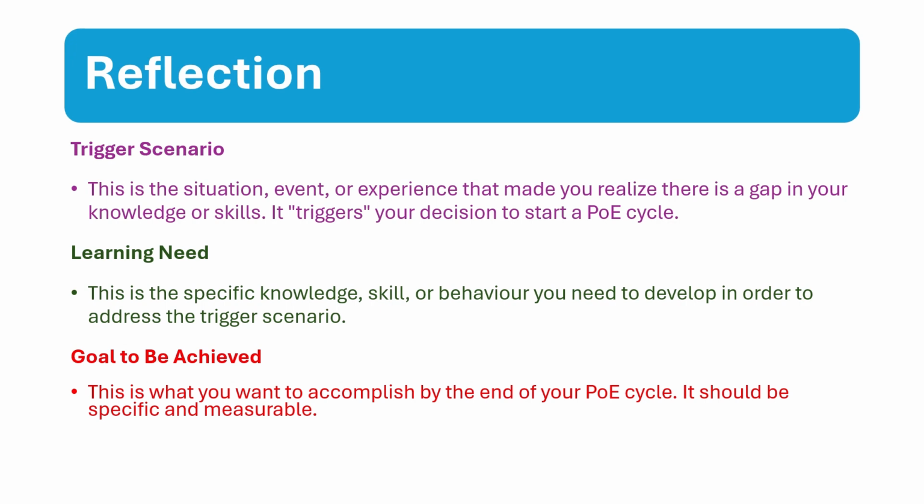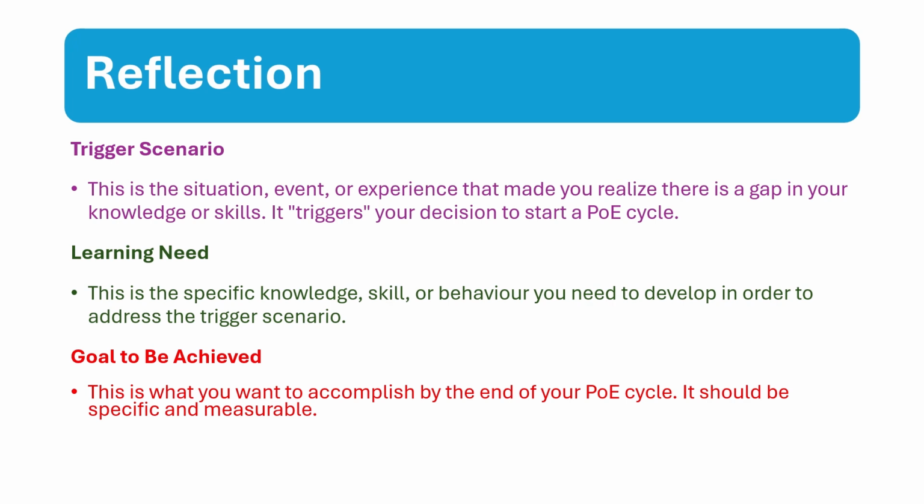So the reflection, the first part of the 4-step cycle. This consists of the trigger scenario, the learning need, and the goal to be achieved. In the reflection, you start by describing your trigger scenario. You describe in brief the situation or the event that happened or the experience that made you realize that, you know what, there's a gap in my knowledge or my skill and I need to start a CPD activity.